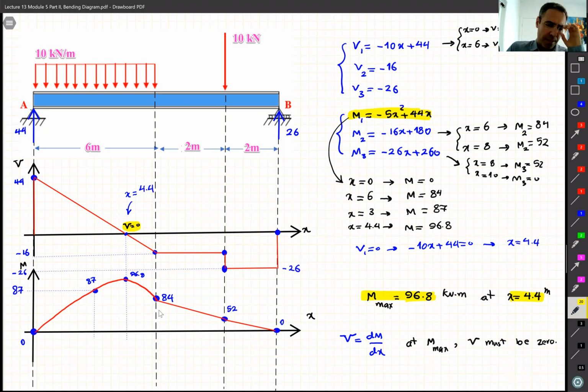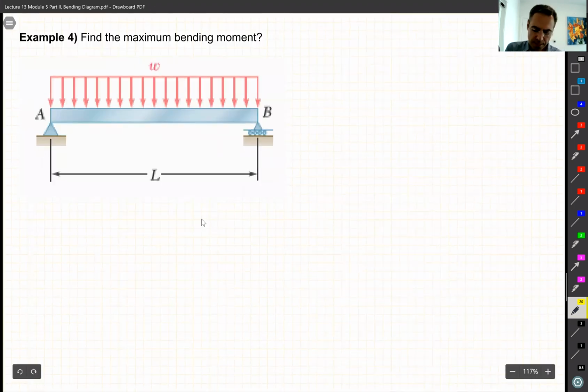So a problem similar to this is something that I expect from you to draw in your final exam. If you can understand it, it means you are good, and you need to solve and practice more problems to master these topics. So before I go to the next example, is there any question? Okay, I take it as no. Now let's solve another example together.